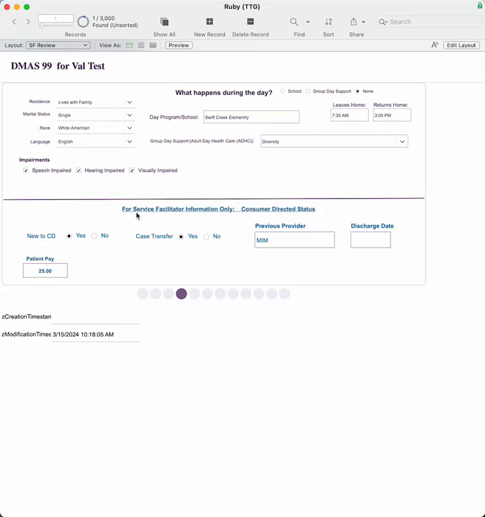Down here in blue for service facilitator information only, it is just for your information only. Just so you know, when they came to us, were they new to CD services or not? Were they a case transfer or not? If they were, who do they transfer from? Is there a patient pay involved? It would be here. This is just for your information, not for you to complete, which is why it's a different color. It's just for your information.